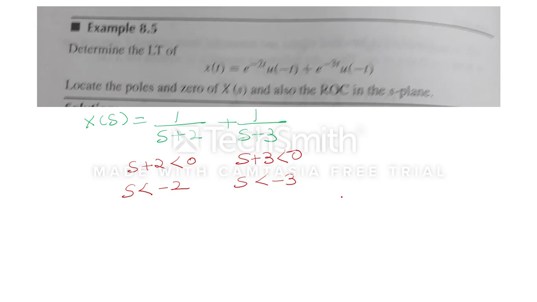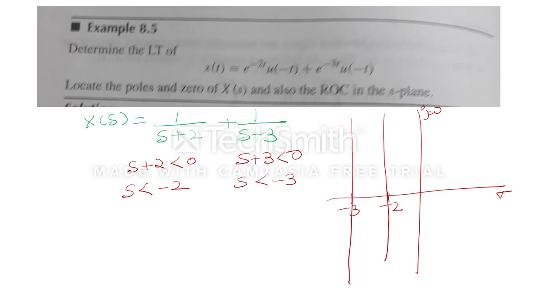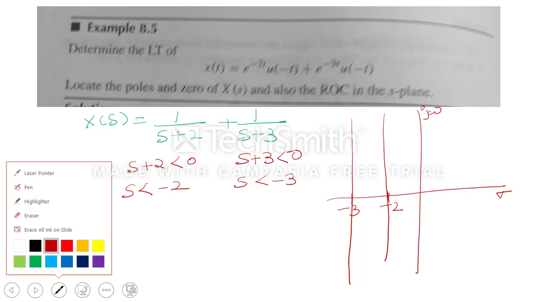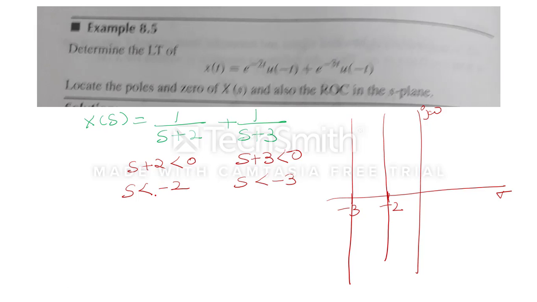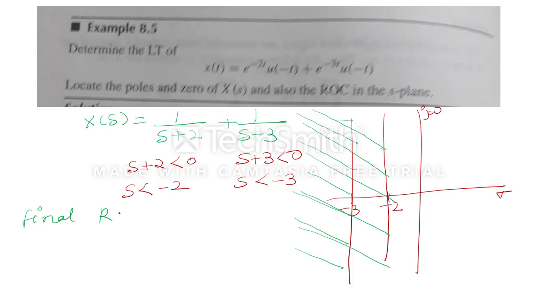When we try to plot the ROC, minus 2 will be here, minus 3 will be here, this is the sigma axis, this is the j omega imaginary axis. When we draw the two parallel lines and plot the ROC, because s is less than minus 2, the ROC will be here, and in the second case s is less than minus 3. So the final ROC will be from minus infinity to minus 3 only, because this is the common area. So the final ROC will be s less than minus 3.